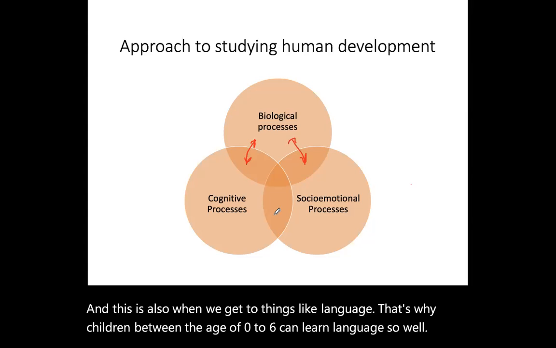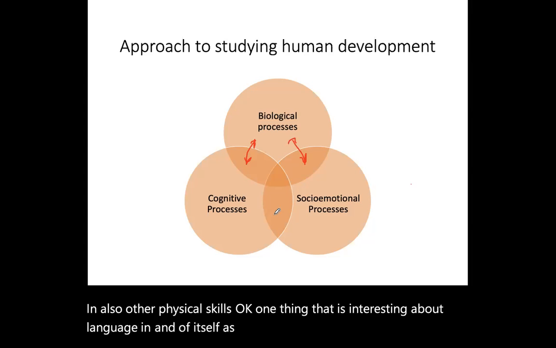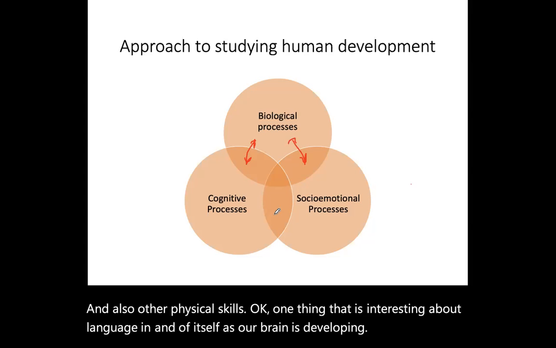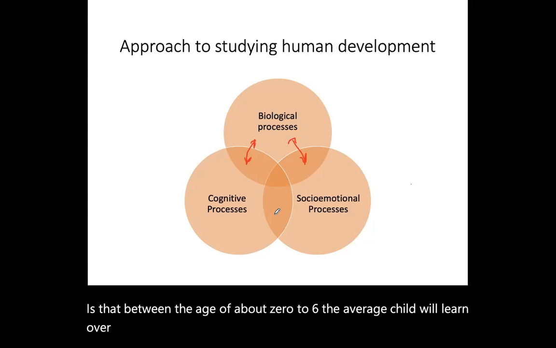And also other physical skills, okay? One thing that is interesting about language in and of itself as our brain is developing is that between the age of about 0 to 6, the average child will learn over 90,000 words. It's between 70 to 90,000 words.